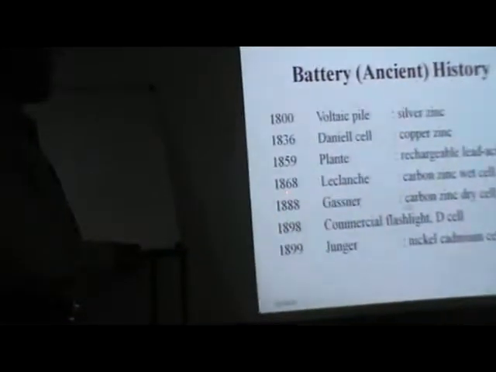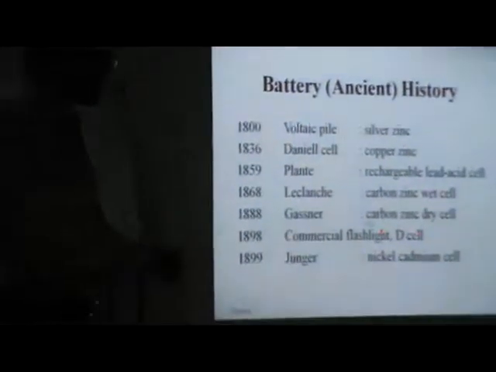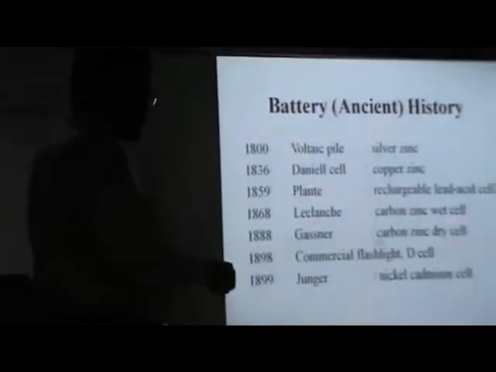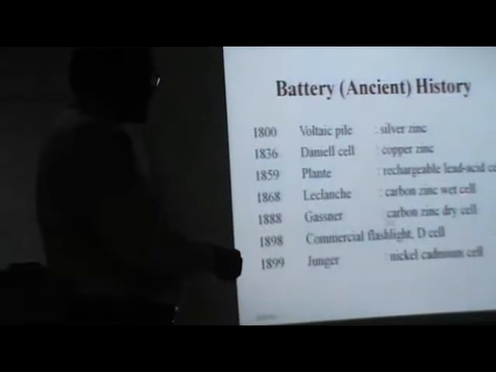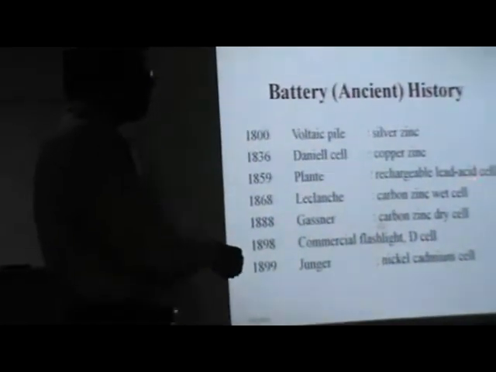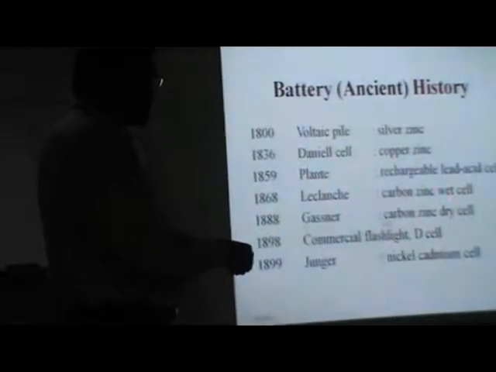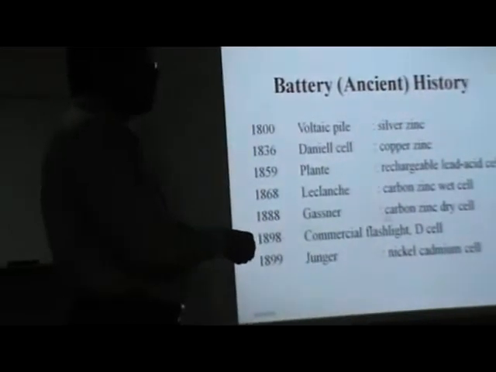Invented in 1868, after that it is a carbon zinc dry cell battery. These are wet cell batteries, and this is a dry cell battery. What is the main difference between the two? In a wet cell battery, some amount of chemicals is always needed, and using this chemical it is going to work. It is not fully liquid.